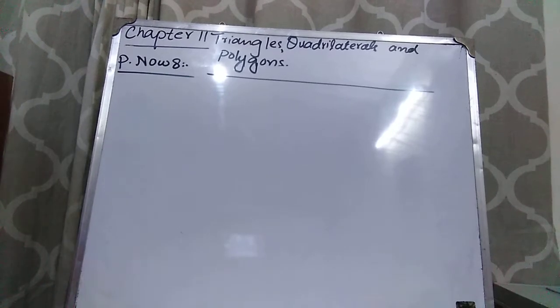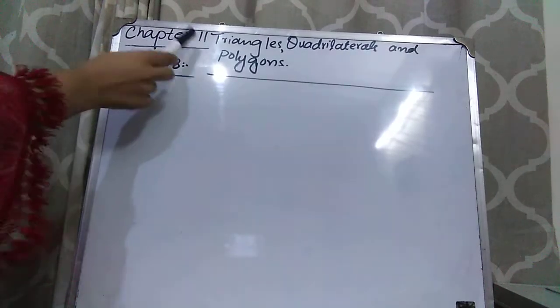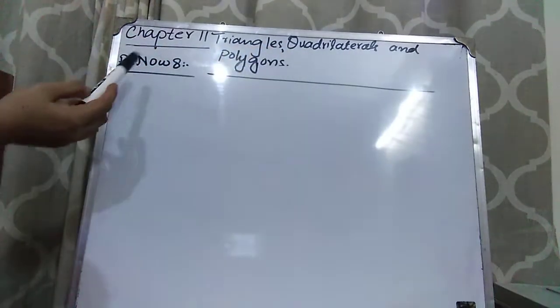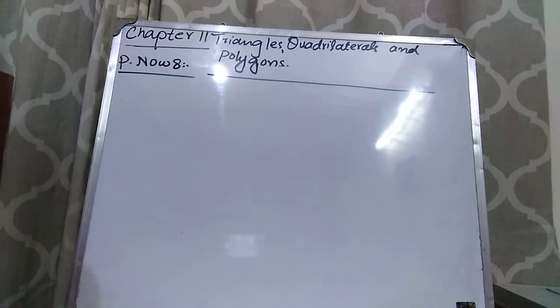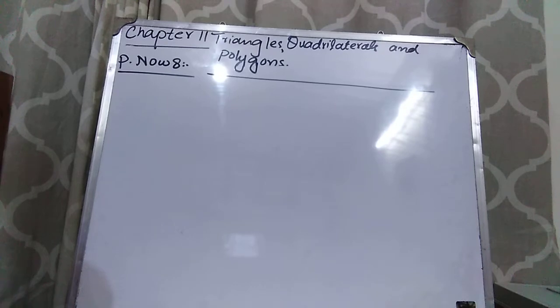Academy. Students, today our lecture is related to chapter 11, which is triangles, quadrilaterals and polygon. I'm going to explain you practice now. It's given on page number 286. Your book is New Syllabus Mathematics 1.